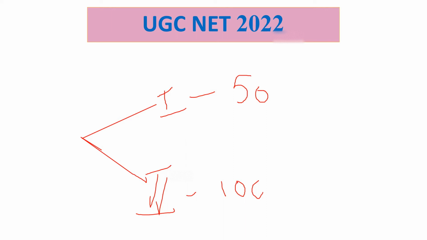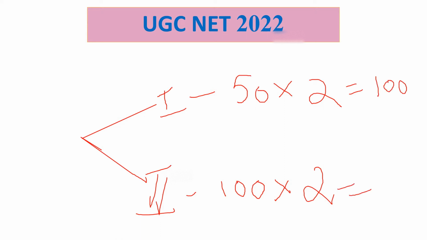In this, Paper 2 is the core technical syllabus and Paper 1 is general, and each question carries 2 marks. Each question carries 2 marks, totally 100 marks for Paper 1 and 200 marks for Paper 2. This will be the general pattern of the UGC NET examination.